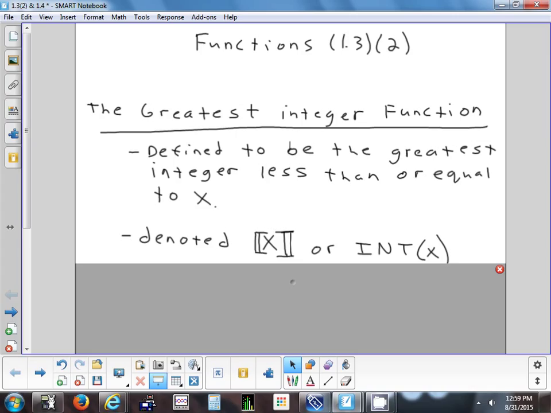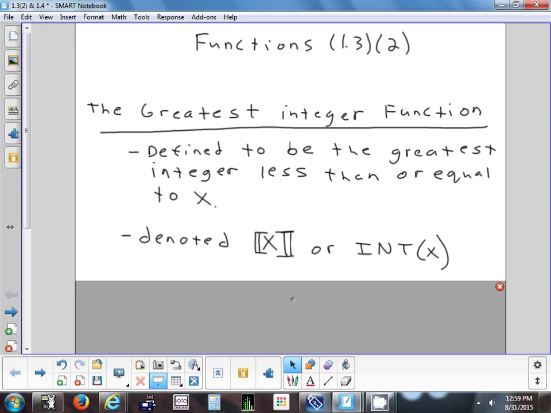How about 1.3? 1. Okay. 1 is the biggest integer that's less than or equal to 1.3. How about 1.5? Still 1. How about 1.8? 1. It's the biggest integer you can think of that's less than or equal to the number that you have. Okay, let's take a look at what it looks like when you graph it.